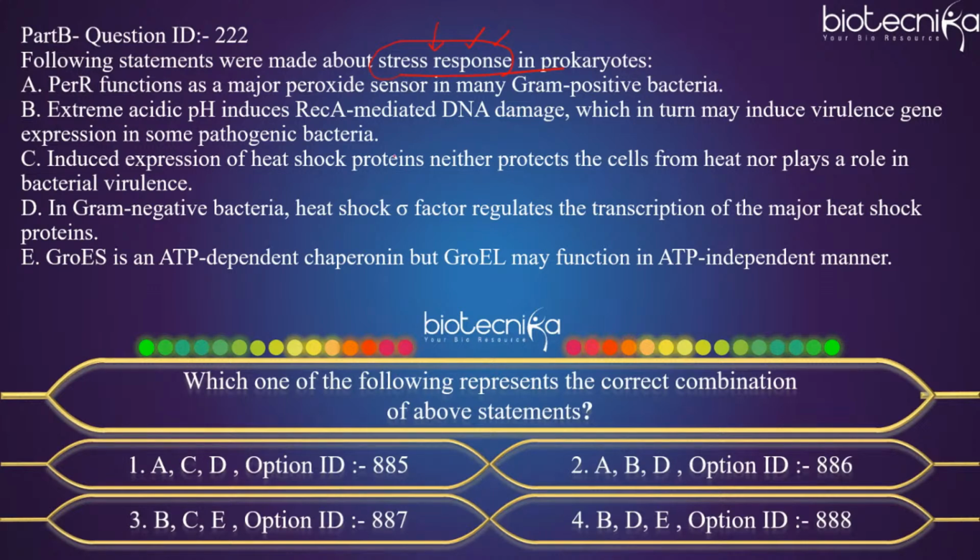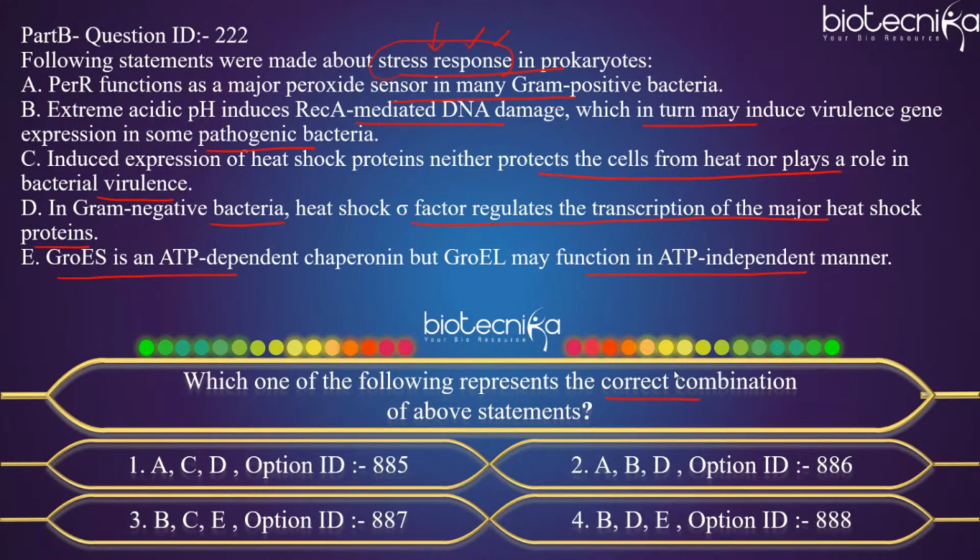A. PerR functions as a major peroxide sensor in many gram positive bacteria. B. Extreme acidic pH induces RecA mediated DNA damage, which in turn may induce virulence gene expression in some pathogenic bacteria. C. Induced expression of heat shock proteins neither protects the cells from heat nor plays a role in bacterial virulence. D. In gram negative bacteria, heat shock sigma factor regulates the transcription of the major heat shock proteins. E. GroES is an ATP-dependent chaperonin, but GroEL may function in an ATP-independent manner. So you have to find out which is the correct combination of the above statements.